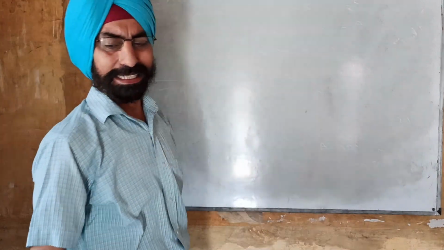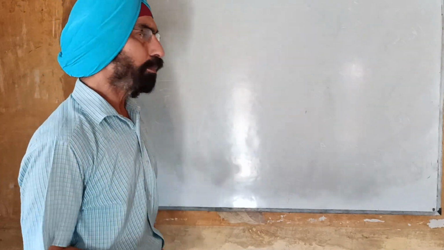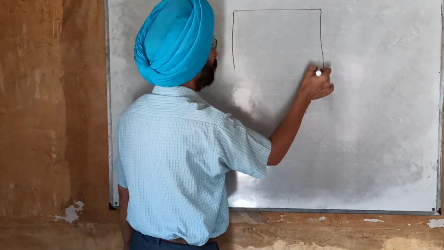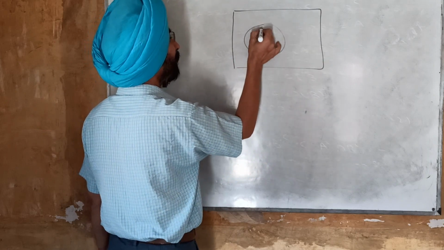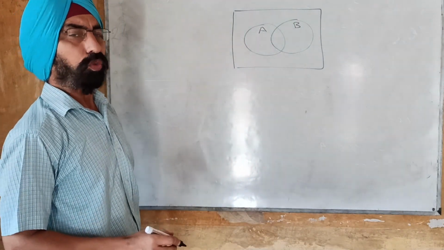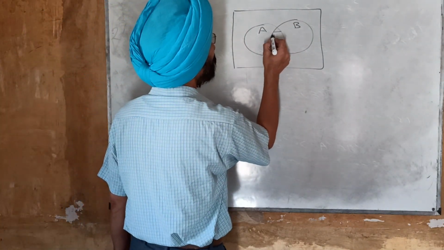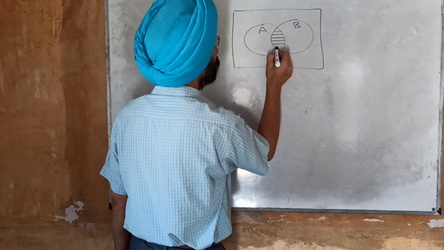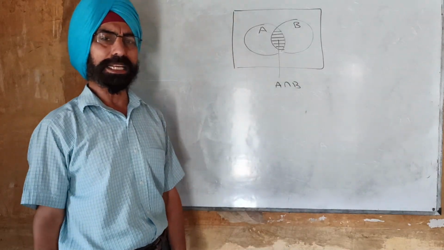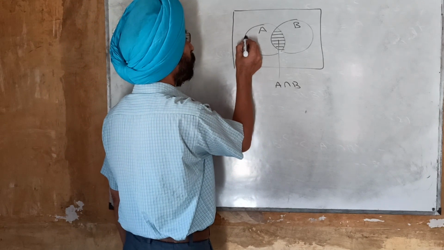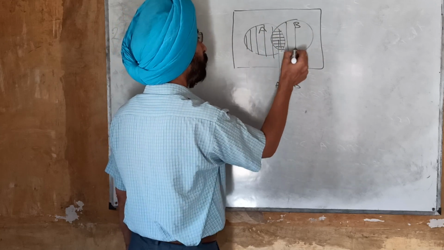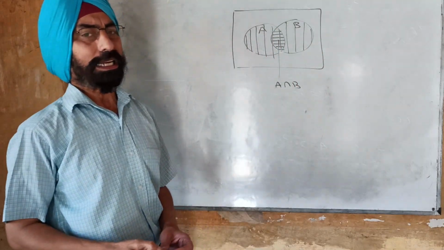some important results. Suppose if we look into the Venn diagram, here this is the set A, suppose this is the set B. Now what is A intersection B? A intersection B is the common portion. This portion, this is your A intersection B. And what is your A union B? This is your A union B.